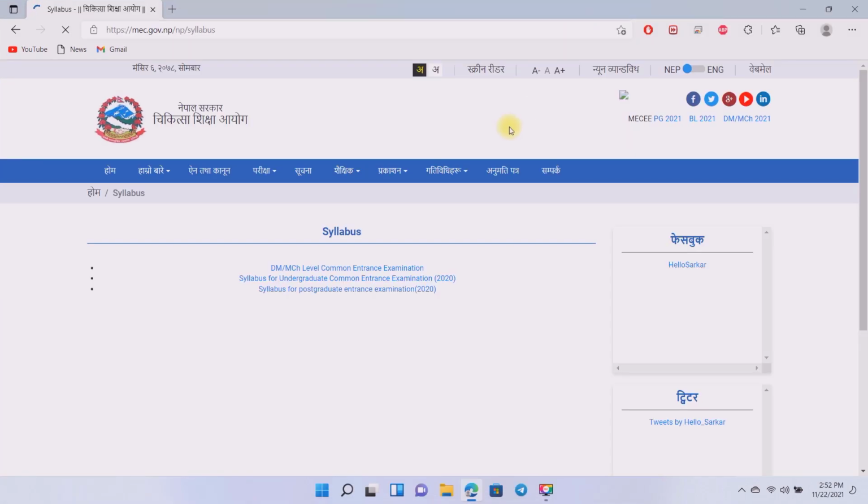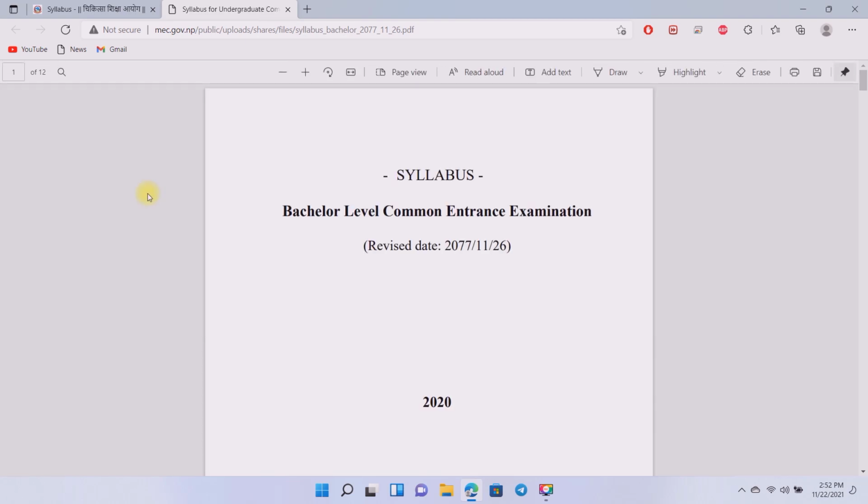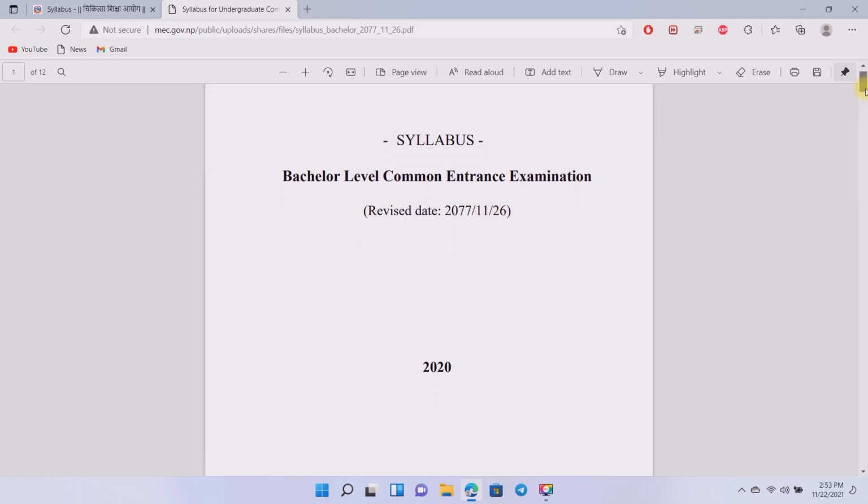And there is this thing called the syllabus for undergraduate common entrance exam. I'm clicking on it. Now, yes, there is this PDF, a 12 pages PDF, and it has the syllabus of bachelor level common entrance examination. This was revised on 2077 Fagun 26.